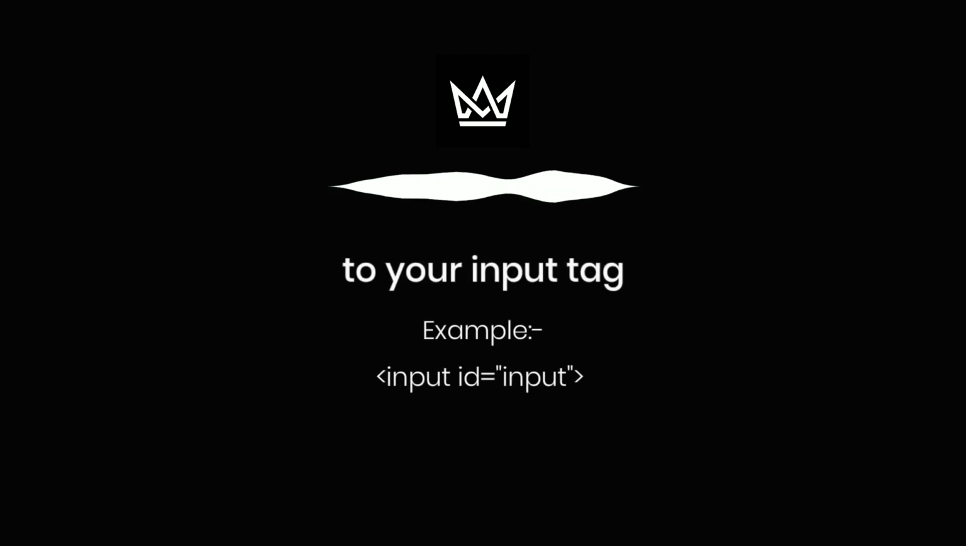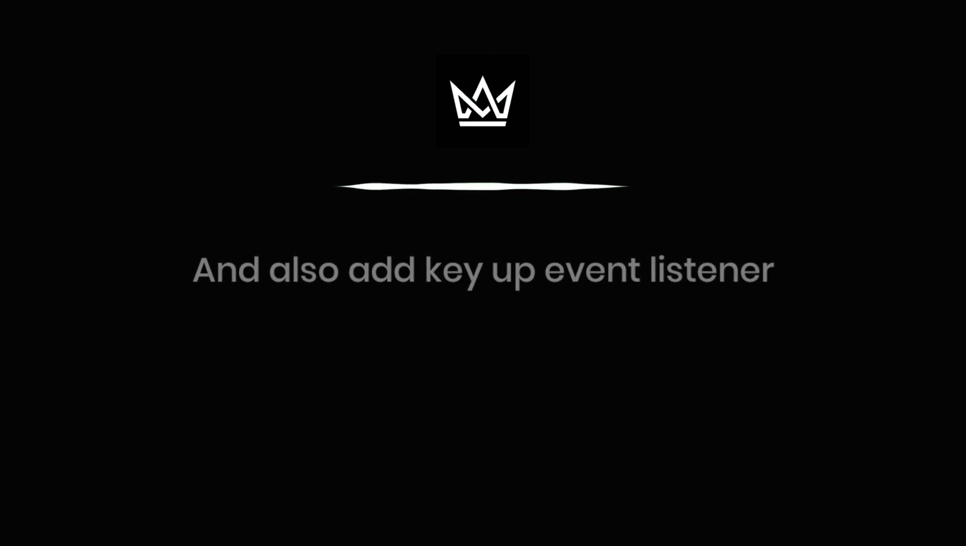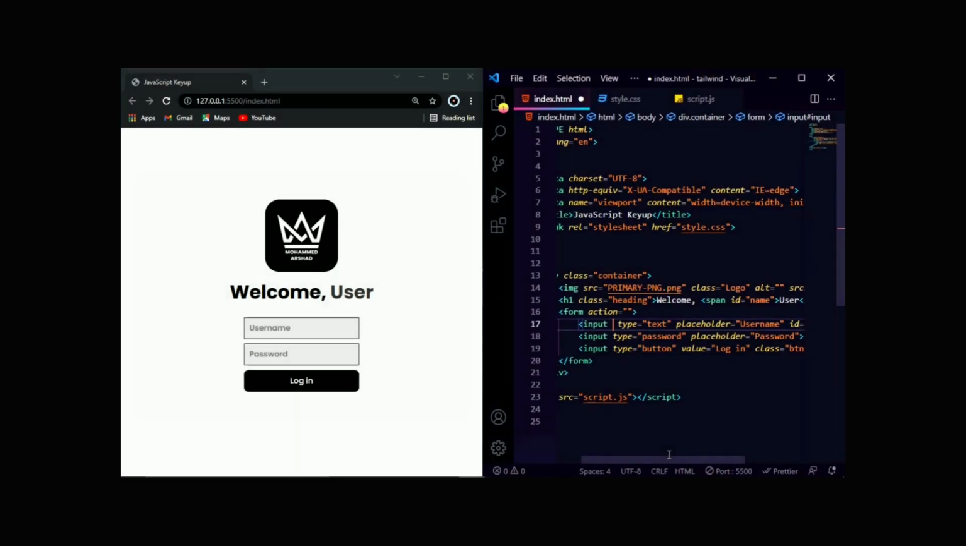First, make sure that you add a span tag inside your heading tag, just like this. And then make sure that you give IDs to your input tag and your span tag to select them in the JS file. And also add the Keyup event listener directly in the input tag, just like this.